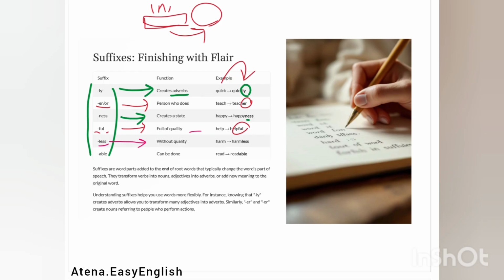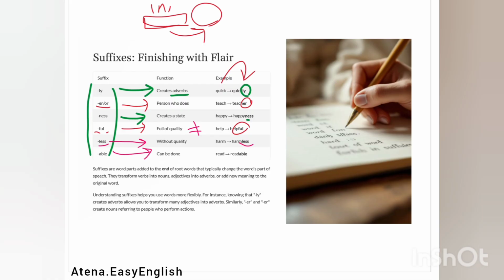So you can say it's a kind of opposite of full. Look at here. When something is harmless, it means it doesn't have harm. When something is useless, it means there is no use of it. So it means that's without that quality. Harmless, useless. And the next is able.